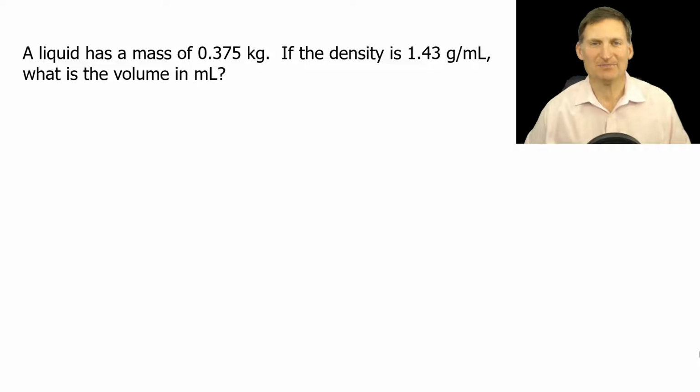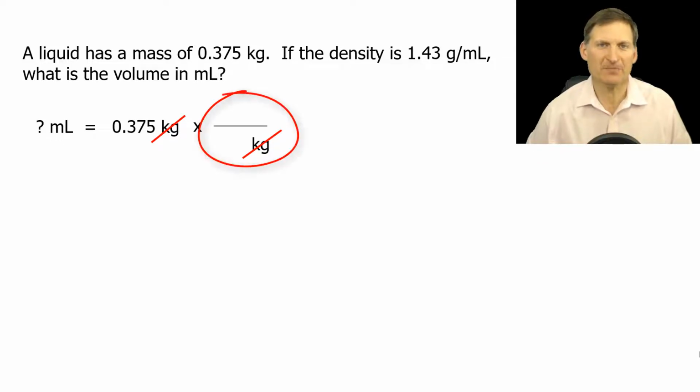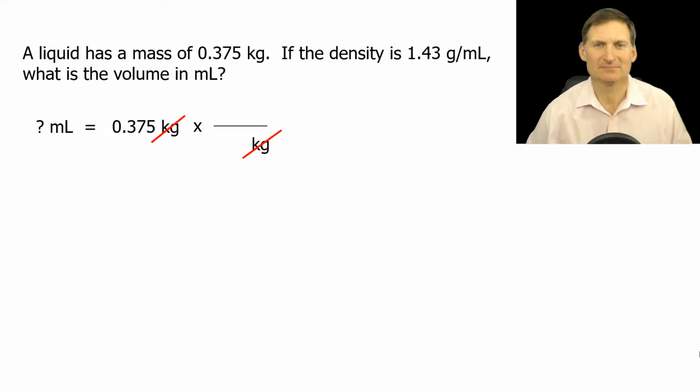Two more problems. In this one, we need milliliters, and we're given the density and the mass in kilograms. I'm going to get you started, and then I'll ask you to finish it. Write down our endpoint, which is milliliters. Then write the mass given, and since it's in kilograms, that means for our conversion factor, we need kilograms on the bottom to cancel it. Now I want you to finish it. Two hints. One, finish this conversion factor here, and then two, make a second conversion factor and only then do your math to find the answer. Stop the video now.